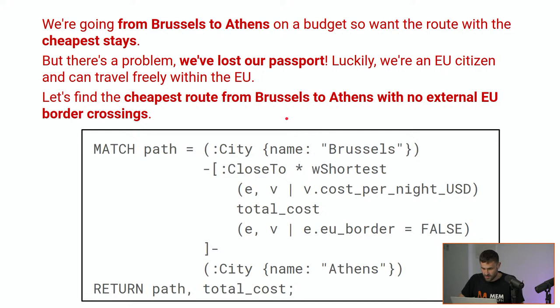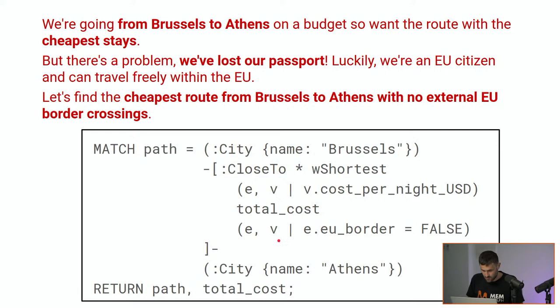And basically to do that, we just match a path which starts in Brussels and traverses the graph with all edges that have edge type close to. And instead of BFS, we are putting here weighted shortest. And again, we have a lambda, but this time the lambda tells what is the expression that's gonna be used in the cost function. So here each city has a cost per night, and that will be used to calculate the shortest path, and the final result will be stored in a variable called total cost. So each path will also have a total cost associated with it.